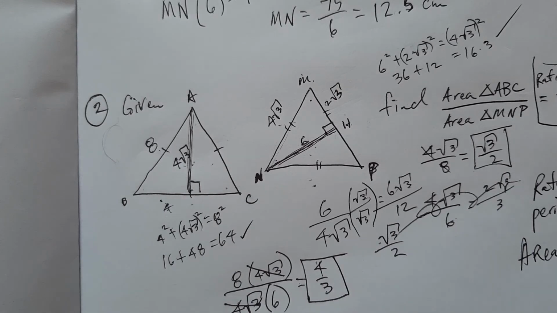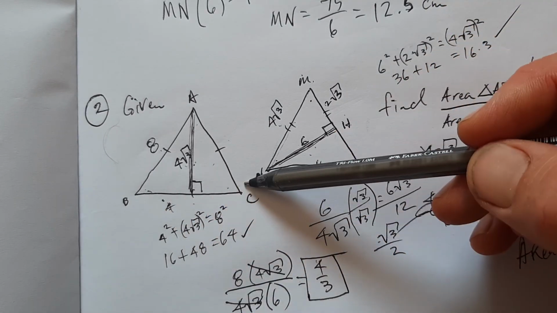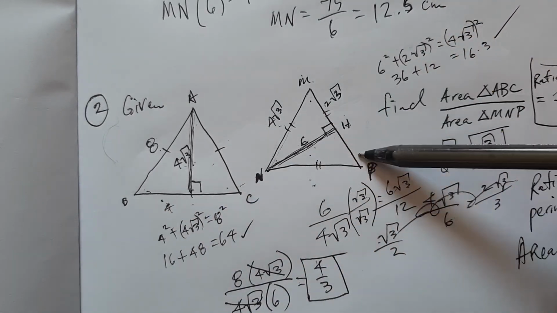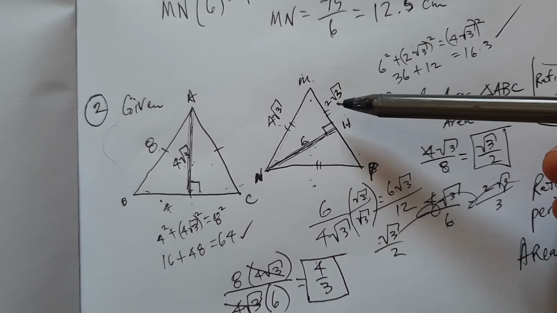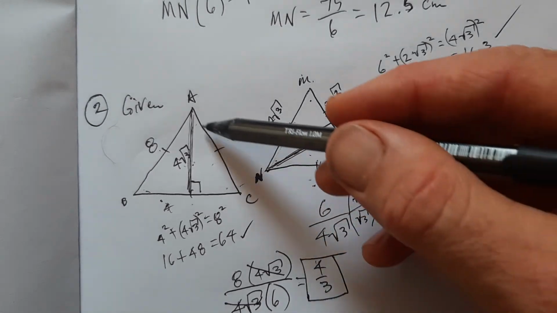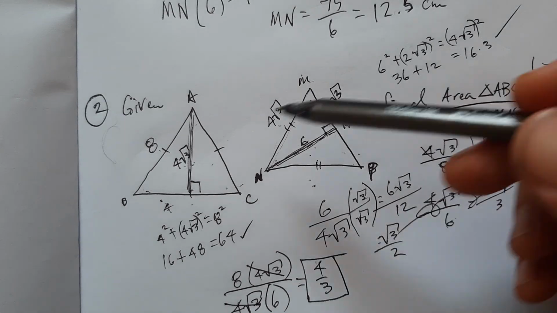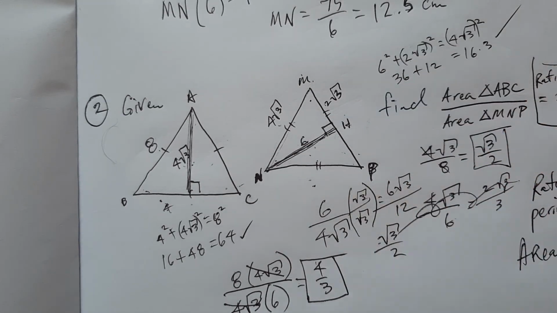Just remember that a shortcut is if you find the length of any side and compare it to the length of any of the corresponding side or the altitude in your similar figures, that gives you that ratio of perimeters. Just one side, one corresponding side, the ratio of it to the corresponding side of the other one gives you the ratio of the perimeters. And then you square that, you get the ratio of areas.